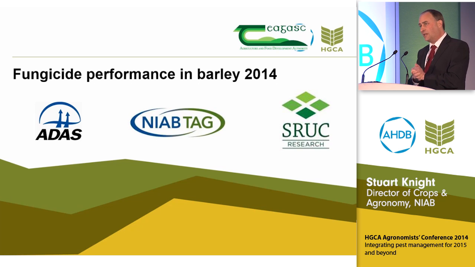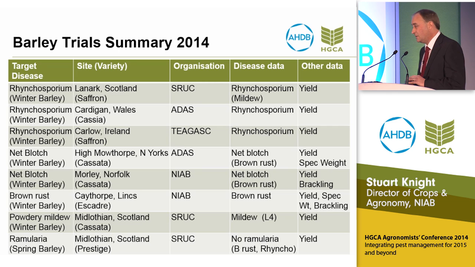Okay, so in terms of moving into barley now, the barley is delivered again by a partnership of ADAS, NIAB TAG and SRUC, funded by HGCA, and once again Teagasc in Ireland deliver and fund an additional trial. So we have again a range of trials in the barley programme. We have 3 Rhynchosporium trials, again single spray trials, 2 net blotch trials, single spray trials, a brown rust trial, a powdery mildew trial, and a ramularia trial. And all the trials except the ramularia trial delivered the target diseases. The ramularia trial didn't have any ramularia, but it did produce some Rhyncho and brown rust data, and some of that is included in the over trial analysis on the Rhyncho. Once again, we've collected some yield data and so on from those trials. So, as with the wheat, it was a tremendous year for generating data on fungicides on barley, and it's added hugely to our data set.